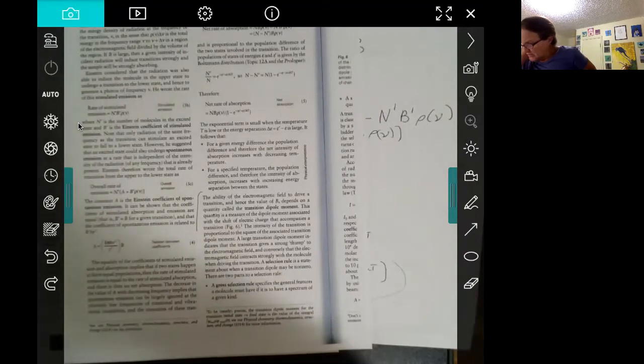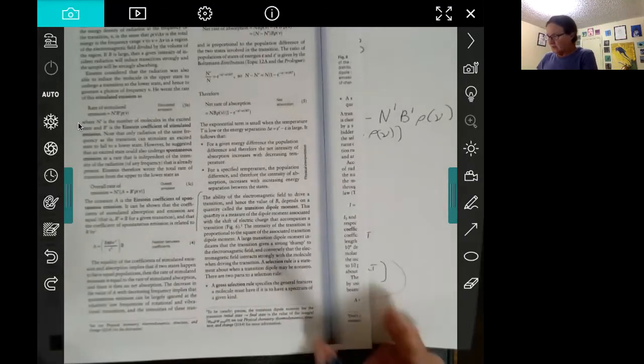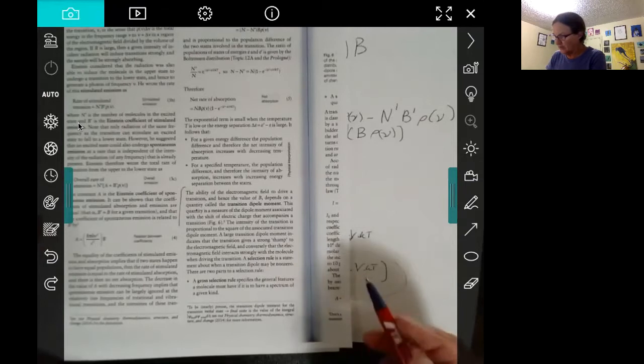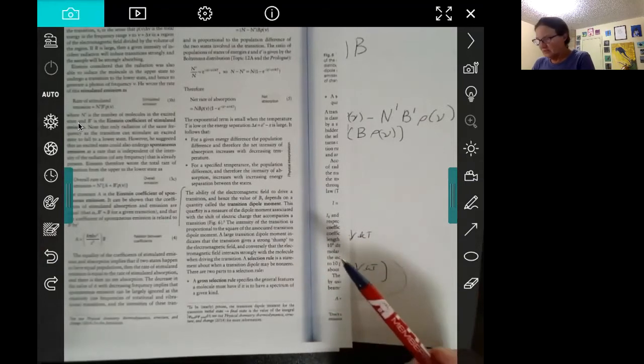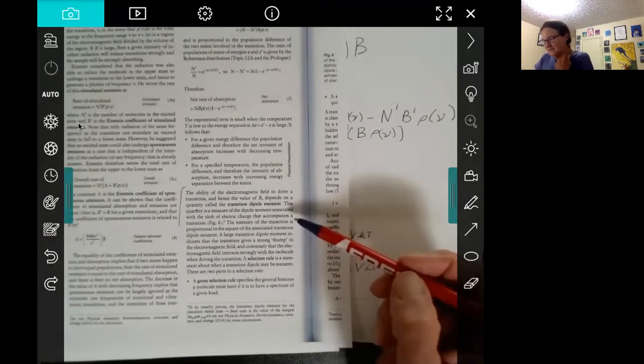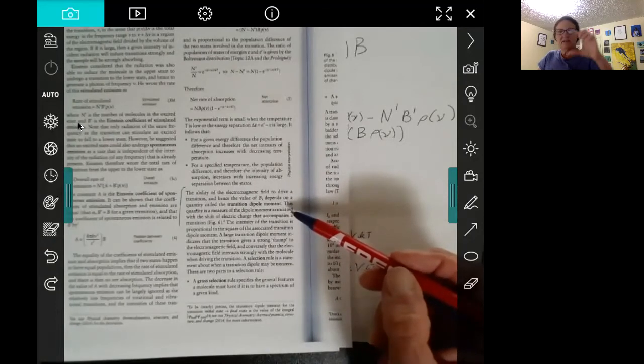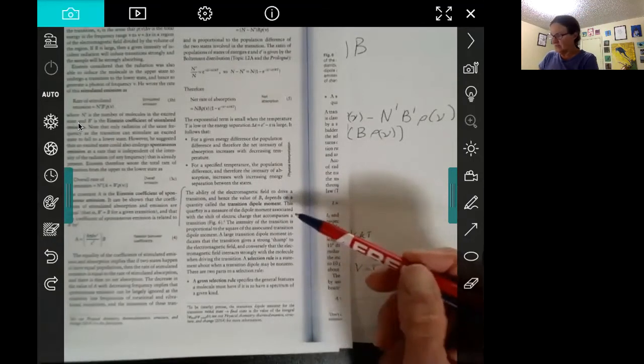And then for a specified temperature, the population difference, and therefore the intensity of absorption, increases with increasing energy between the states. If the states are really far apart, you're not going to have many populated excited states, so you'll get more stimulated absorption. That absorption coefficient, or coefficient of stimulated absorption or emission, is related to something called the transition dipole moment, which is an integral that you would do that connects the two states with the dipole moment.